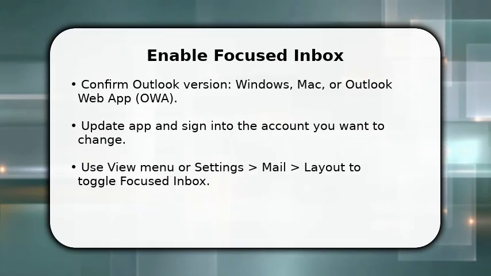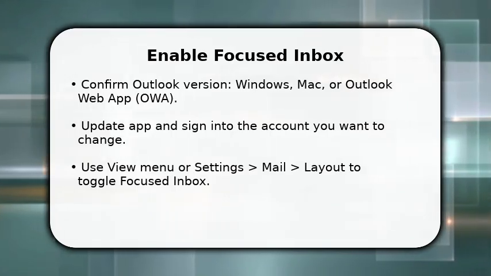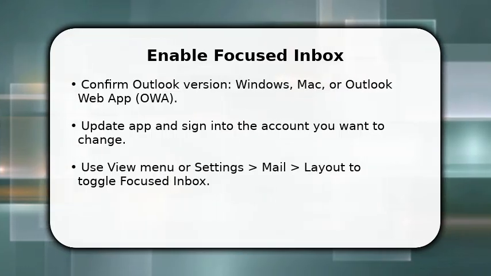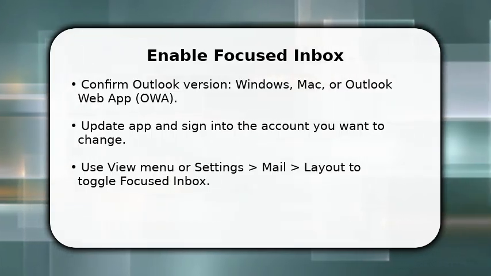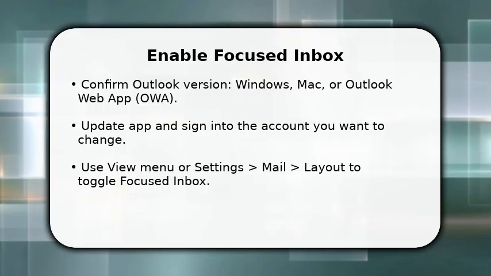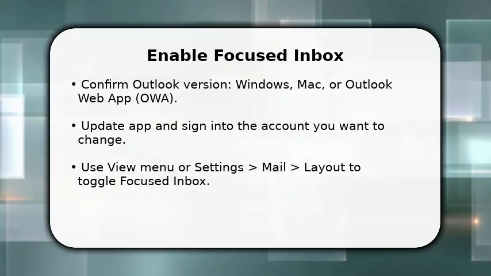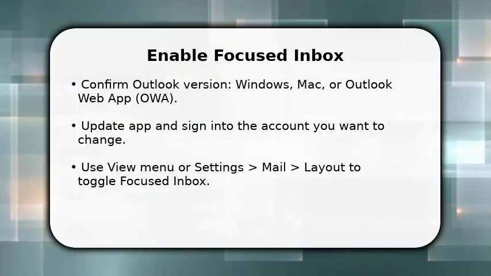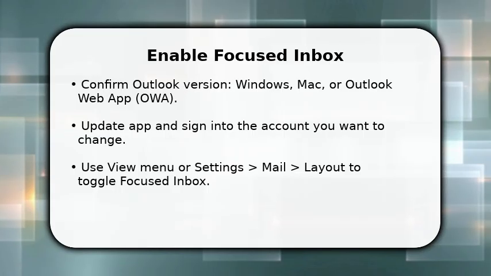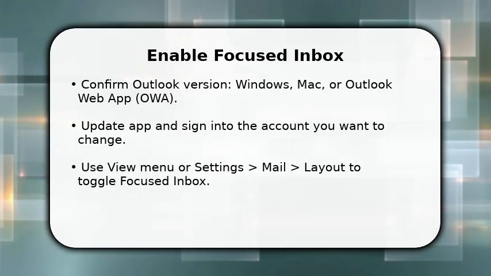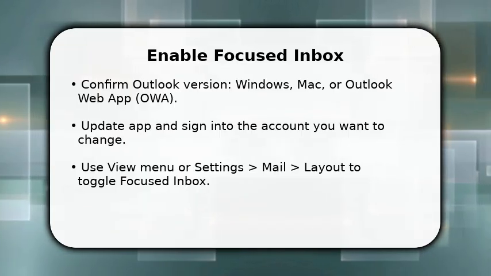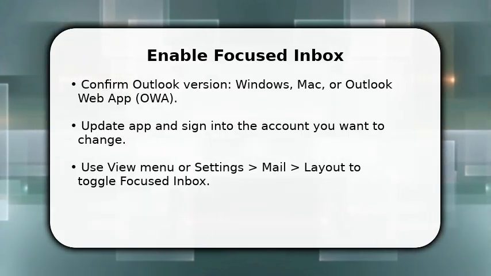You start by opening Outlook where you actively use email. Make sure your app is updated and you're signed in, since Focused Inbox lives in recent builds. Once ready, go to the View menu in Desktop Outlook and select Show Focused Inbox, or open Settings in OWA and choose Mail Layout, Focused Inbox. Do this now so Outlook can begin sorting. Enabling it immediately begins splitting messages into Focused and Other, which is faster than manual triage.